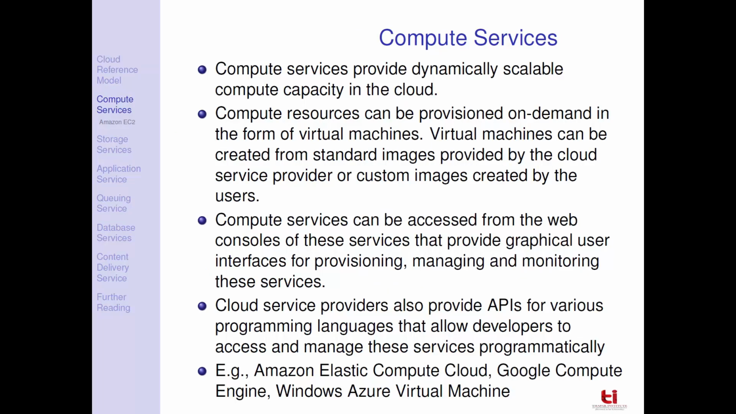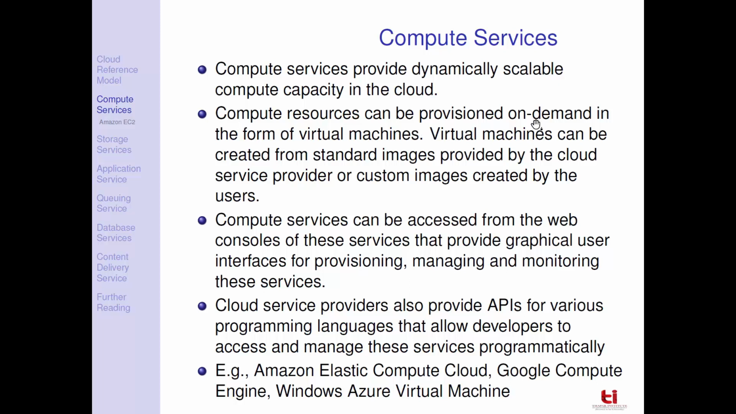Compute services. Compute services constitute the fundamental element of cloud computing systems. The fundamental service in this space is Amazon Elastic Compute Cloud, that is EC2, which delivers an infrastructure as a service solution that has served as a reference model for several offerings from other vendors in the same market segment. Amazon, that is AWS, Amazon Web Services, is one of the biggest players in offering infrastructure as a service. So compute services provide dynamically scalable compute capacity in the cloud. They provide computing capacity, and this capacity is dynamically scalable.